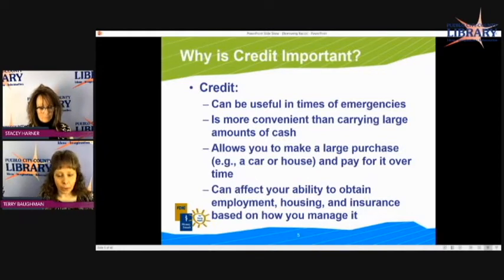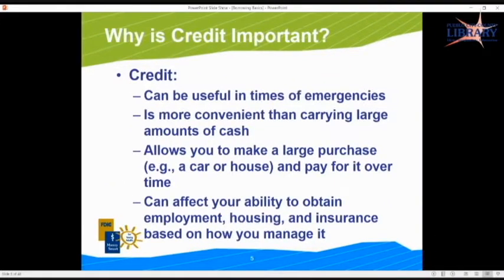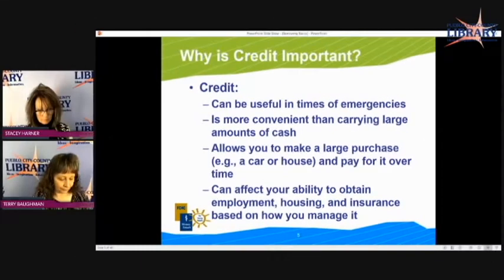So why is credit important? It's important because it can be useful in times of emergencies. It's more convenient than carrying large amounts of cash. It allows you to make a larger purchase and pay for it over time. It can affect your ability to obtain employment, housing, and insurance based on how you manage it.